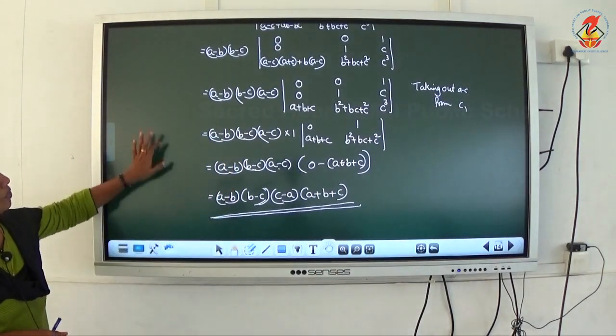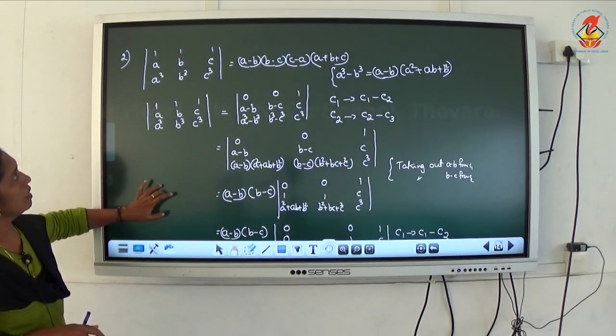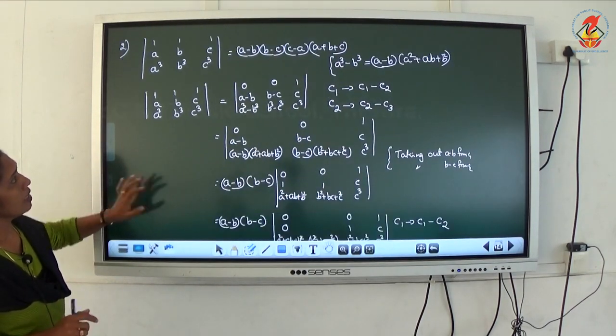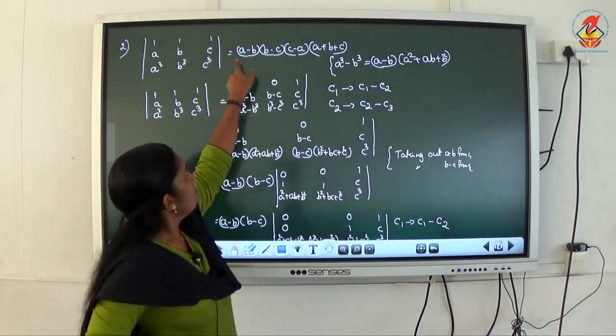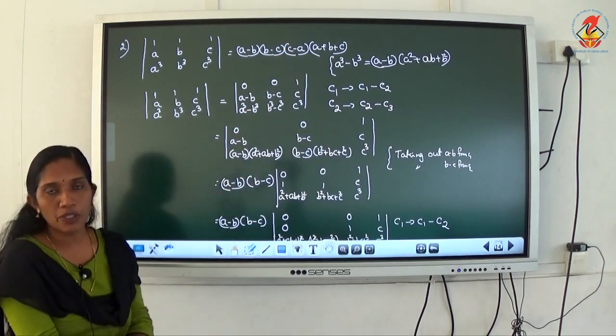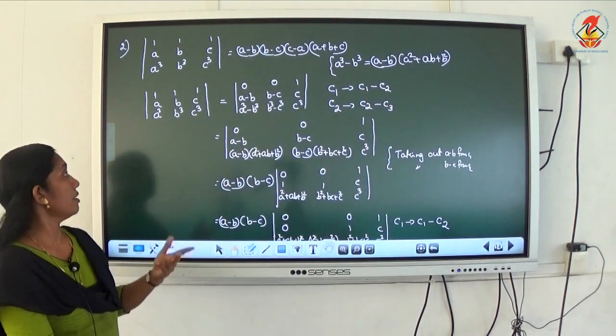Okay, once again you go through this. It's a lengthy one. Step by step you check. First step is we look at the answer part. Then you have to start: A minus B and B minus C, how do we get them?